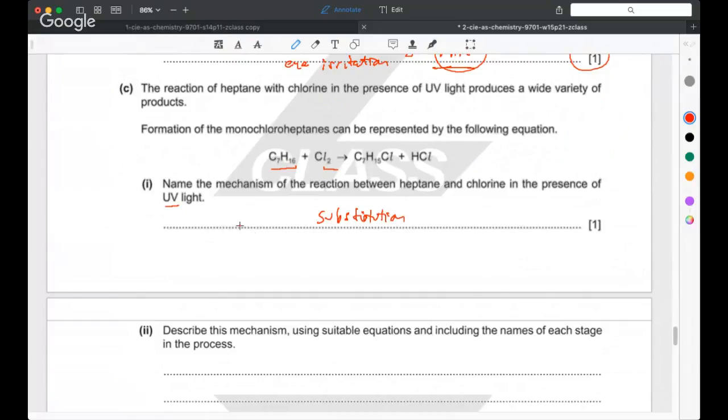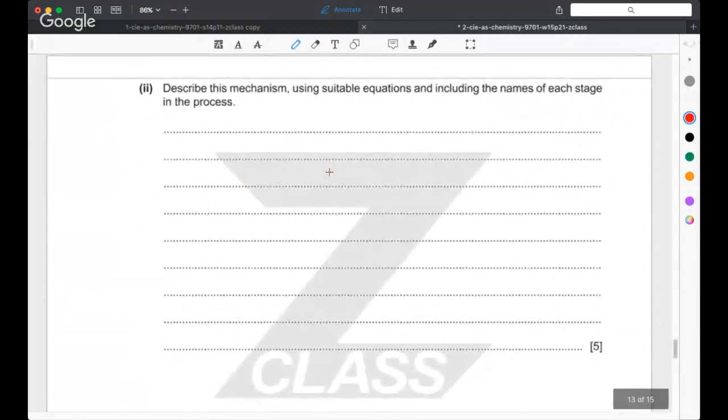And later on we'll see that the mechanism for the reaction involves atoms or molecules which have an unpaired electron, and they're called radical atoms or radical molecules. So the overall name for the mechanism, which is what they want, is that it's radical because there's unpaired electrons in some of the species that are taking part in the reaction, and it's substitution because you can see here that the hydrogen that was in the alkane has been substituted for a chlorine atom that was in the chlorine molecule. It's a substitution reaction. Okay, so now you've got to describe that mechanism in more detail.